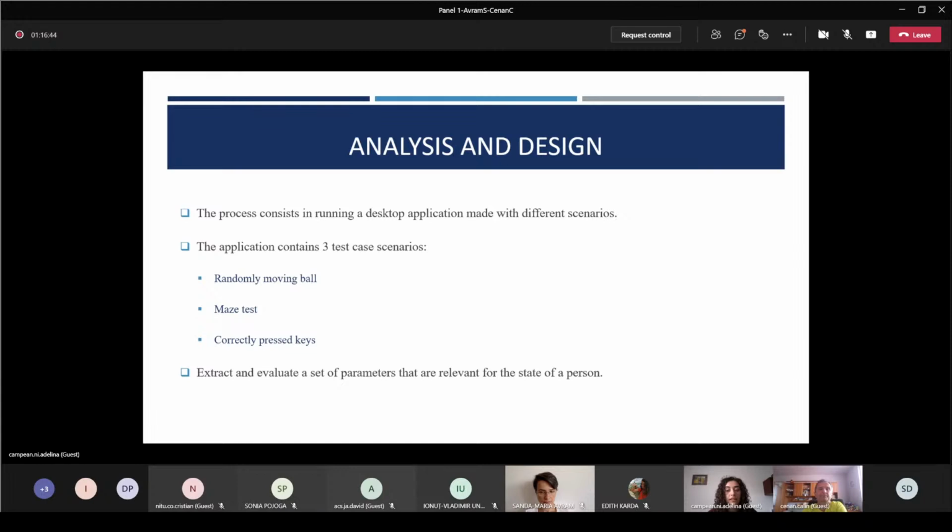The application contains 3 major test cases: a randomly moving ball, a maze test, and correctly pressed keys. The main challenge of the project was to extract and evaluate a set of parameters that are relevant for classifying the state of a person.